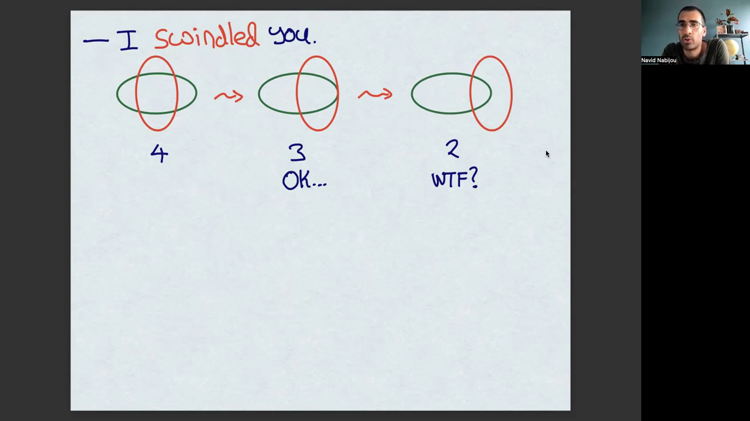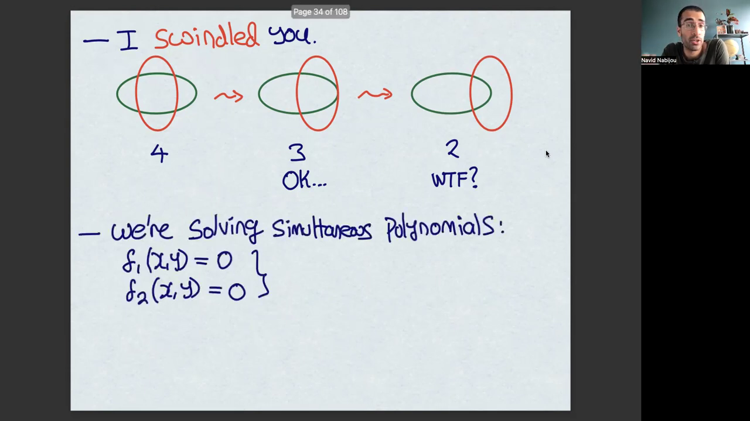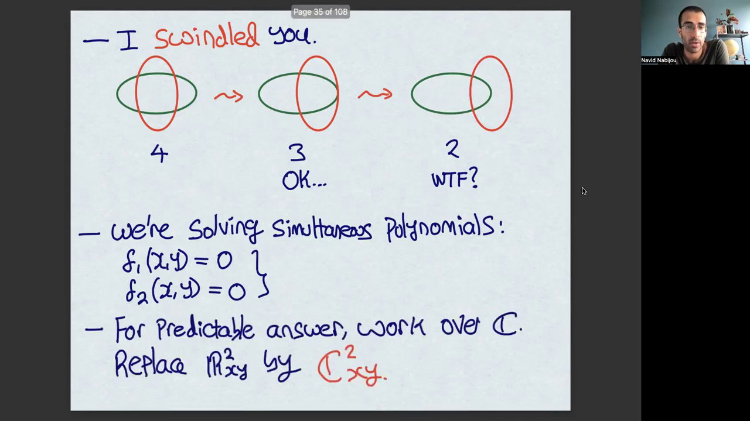Well, let's think a bit more abstractly about what we're doing. We've got these curves, and they're defined by some polynomial equations, f1 and f2. What we're doing when we're finding these points is solving a system of simultaneous polynomial equations. And we know that when solving polynomial equations, if we want a consistent, predictable answer, then we should be working over the complex numbers, not over the reals. So that's what we're going to do.